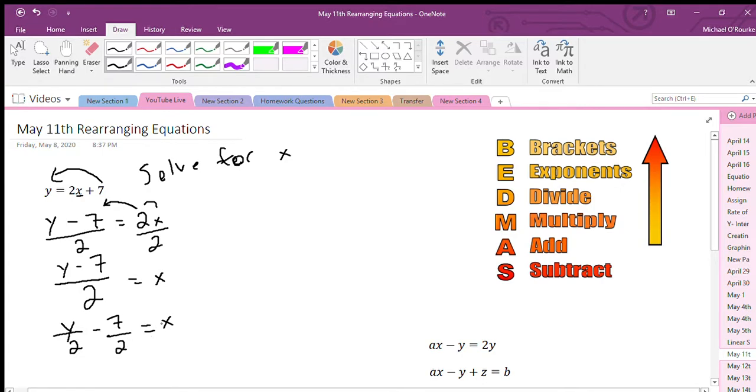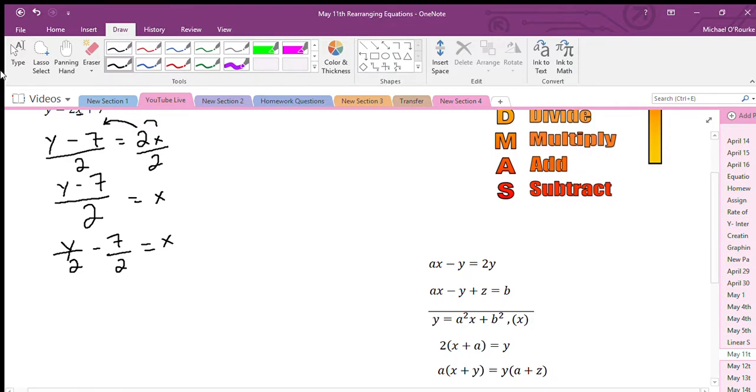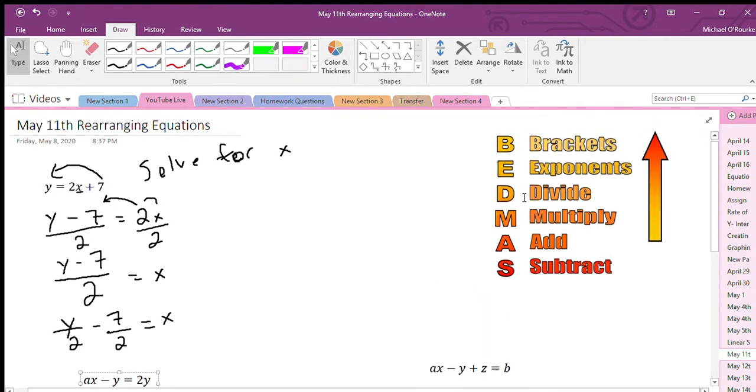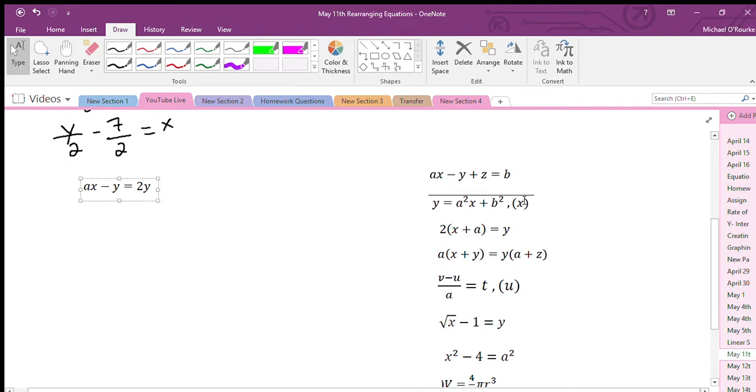Okay, so we're going to keep going down here. I have a bunch of examples on the side that we're just going to select from and run through. The big thing here is to work backwards through your BEDMAS. This time we're going to solve for x again. So we have ax equals 2y plus y, and you can combine these. That's going to be 3y, because those are like terms.